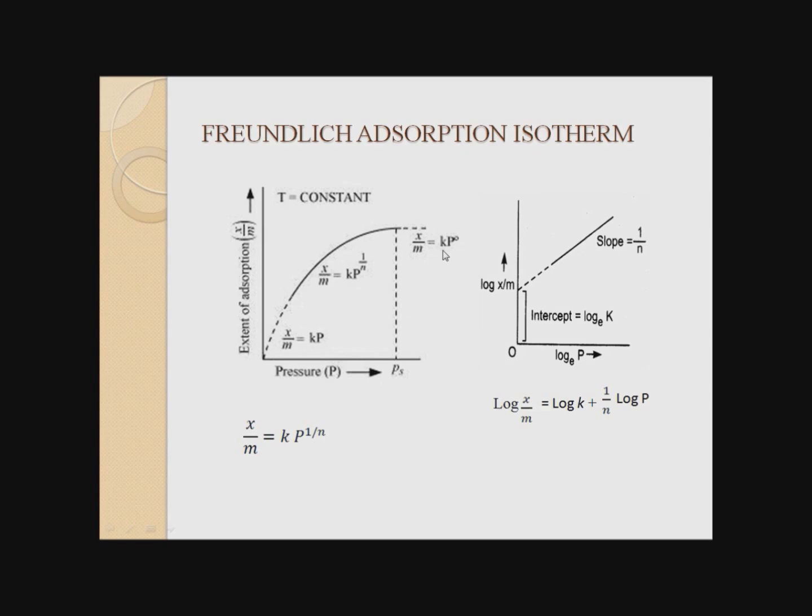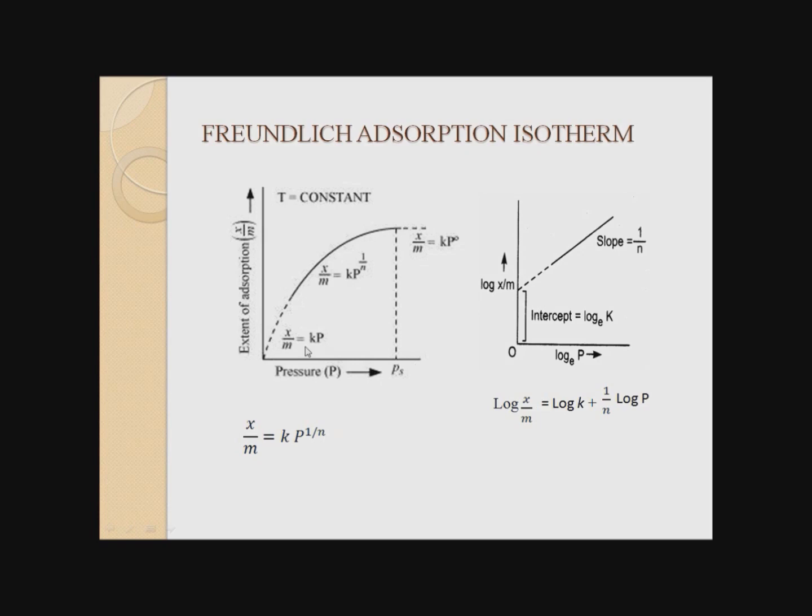even though the pressure P is increased. This is a saturation point, and Ps is the saturation pressure. This type of adsorption isotherm is observed when the adsorbate forms a unimolecular layer on the surface of the adsorbent.